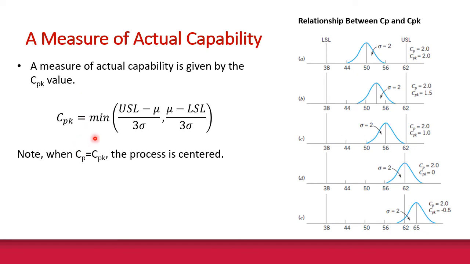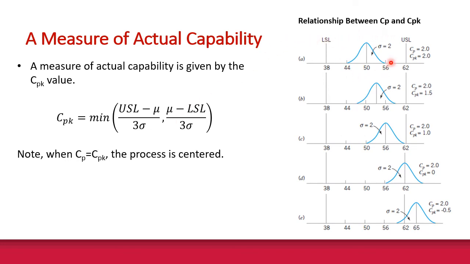Now C_pk, what it does is it simply takes the C_p value and divides it in half. It computes a C_p upper and a C_p lower, and it takes the minimum of those two values. So let's look at a couple of cases to try to explain how this works.